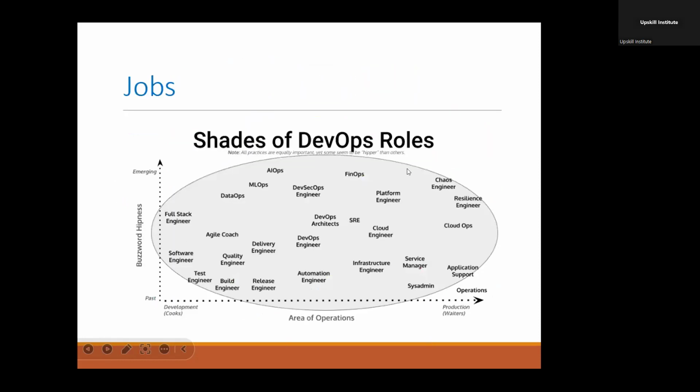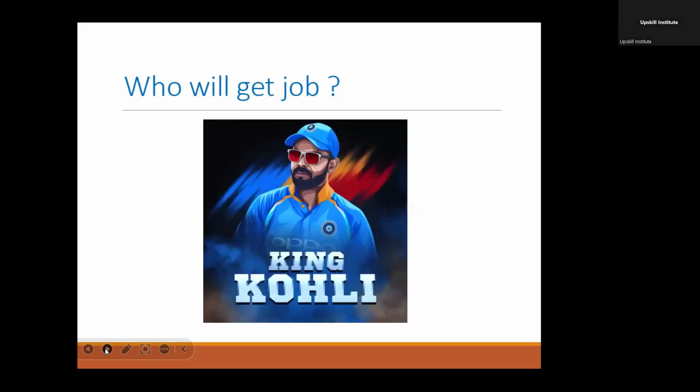Then there are a number of job opportunities. You can see test engineer, build engineer, sysadmin. And at the moment, DevOps is evolving and there are new roles like DataOps, MLOps, AIOps, DevSecOps, FinOps, platform engineer, chaos engineer, resilience engineer, SRE, DevOps architect. These are the roles which come under DevOps. So you don't need to learn all the tools. Depending on your role, you need to learn 5 to 6 tools to master your role.